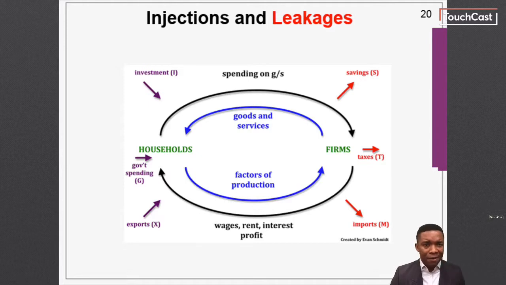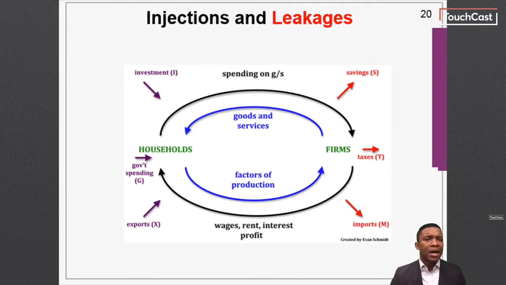Now, accordingly, the government collects taxes from the earnings of firms and households. Taxes are seen as leakages from the circular flow as they limit the ability of the household's spending power. On the other hand, government also injects financial resources into the economy by building schools and buying hospitals and paying social benefits to the needy. And these are seen as forms of injections.